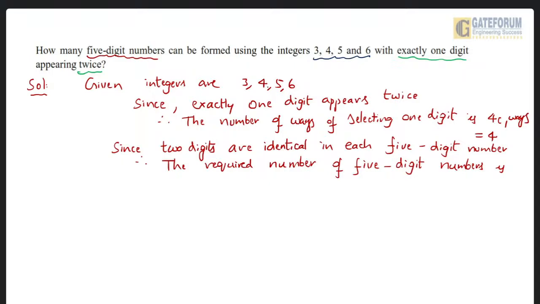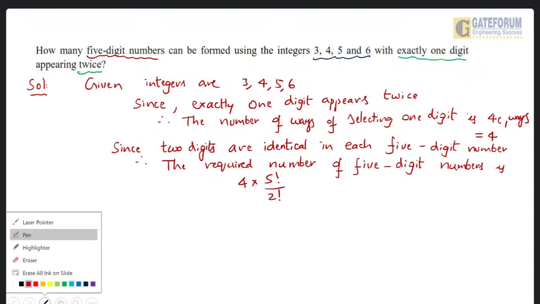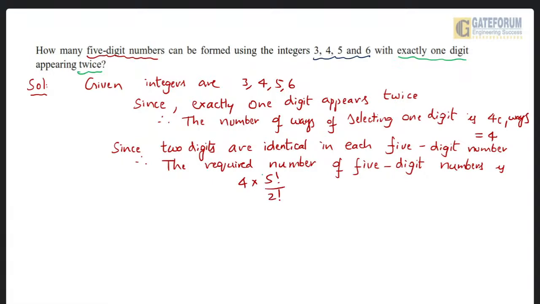So the required number of 5 digit numbers is 5 factorial by 2 factorial. And which digit is repeated? Either 3 or 4 or 5 or 6. That is 4 ways. So that's why 4 into 5 factorial divided by 2 factorial. So this is the key point. This is the original answer actually, 5 factorial by 2 factorial. But this is how many ways again?